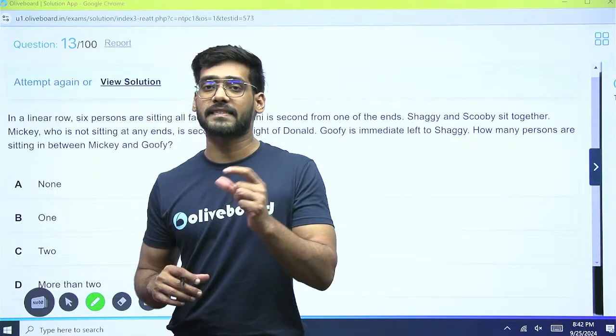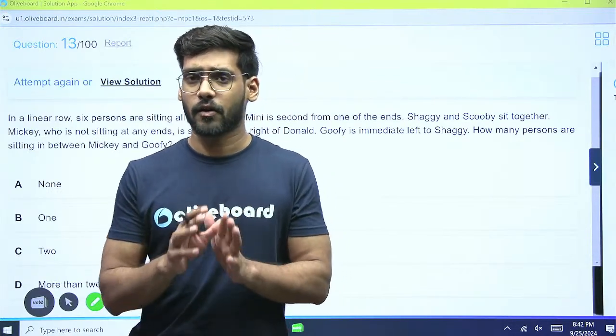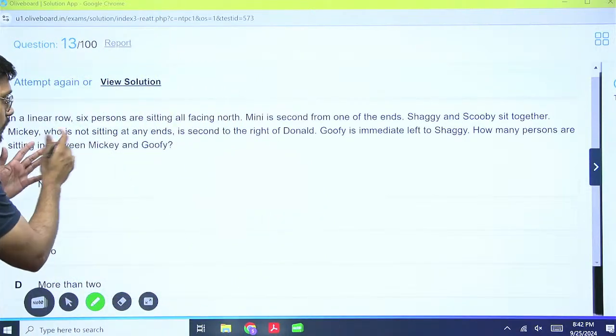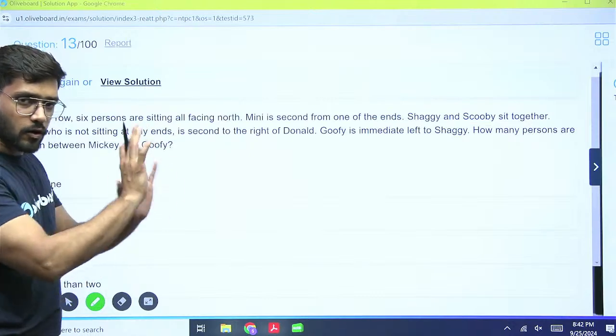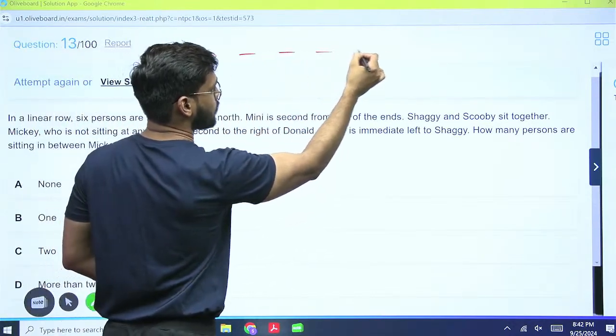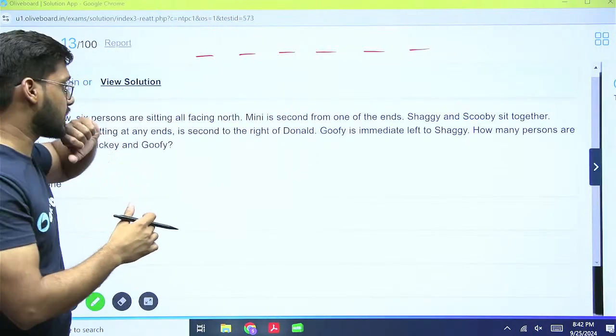This question is from the sitting arrangement chapter, and I hope you all are very much aware of how we solve those questions, right? In a linear row, 6 persons are sitting, all of them facing north. That is 1, 2, 3, 4, 5, 6. These 6 persons are sitting in this linear row and they all are facing the north direction.